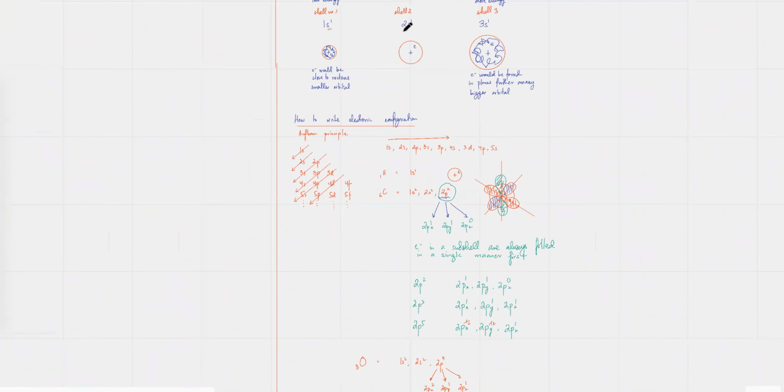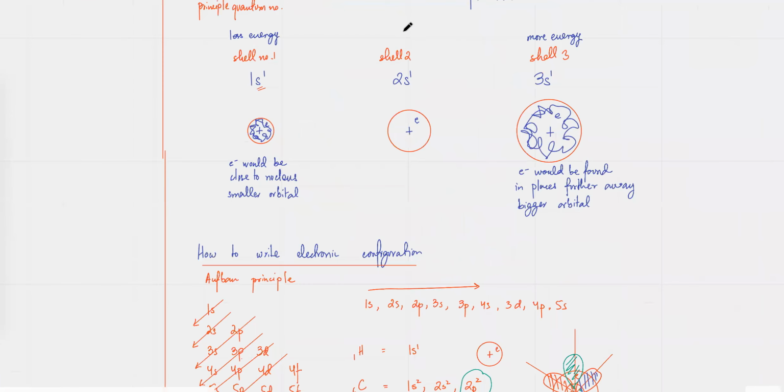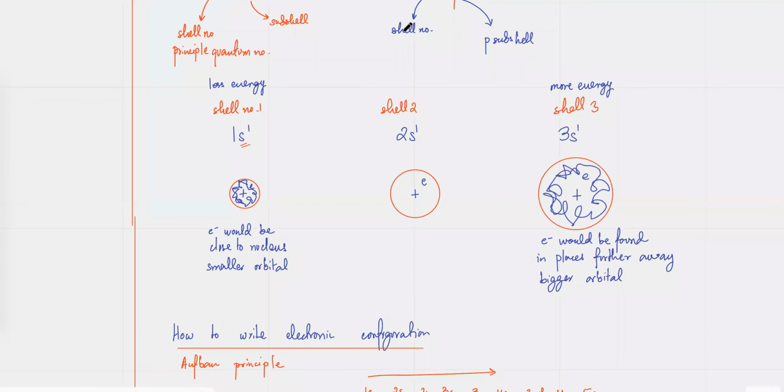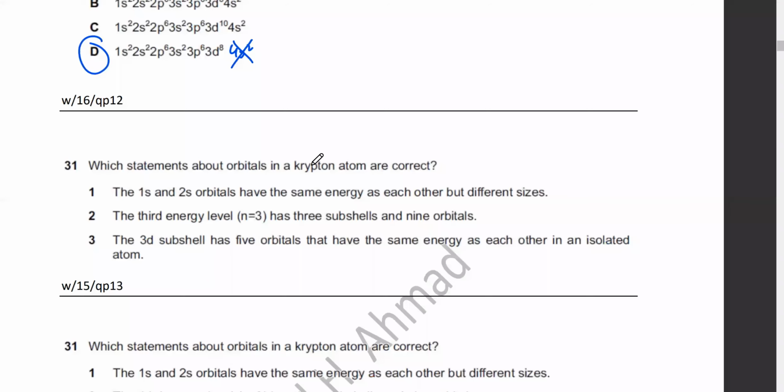What did the shells represent? The shells represented how energetic the electron was. So in the 1s, the electron is not very energetic, so it's occupying a spherical space very close to the nucleus, whereas in the second shell, the electron is more energetic. It's occupying spaces much further away from the nucleus. So the first statement is incorrect. They don't have the same energy level. The rest, if the first is incorrect, the second and the third are going to be correct.